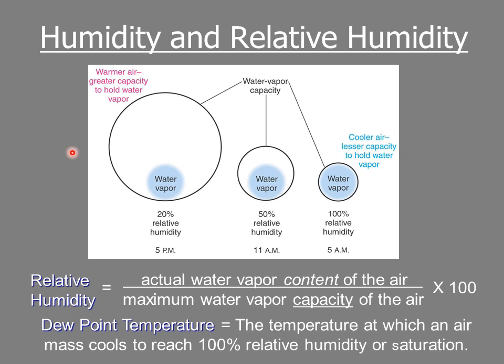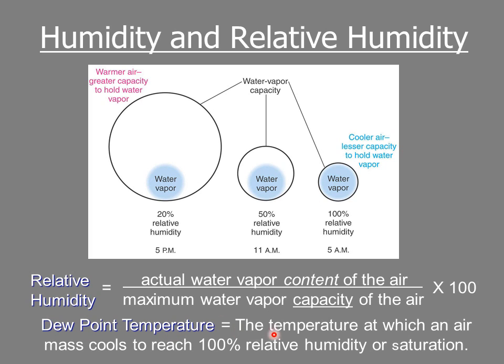Okay, that's relative humidity. Actual humidity is how much water vapor is actually in some volume of air. We're not going to worry about that. All we're focused on is relative humidity. The key thing is the hotter an air mass gets, the lower the relative humidity. The colder the air mass gets, the higher the relative humidity.